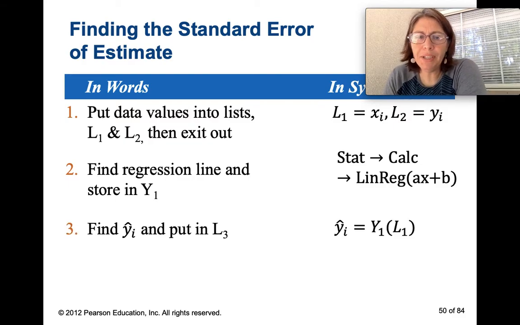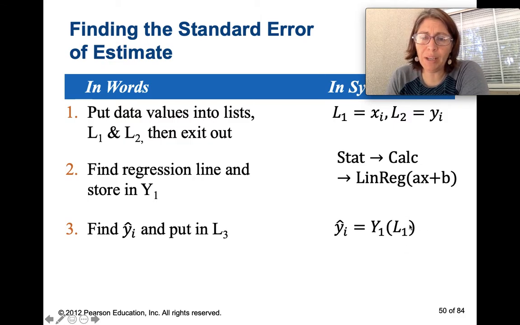Then we're going to put the predicted values into list 3. So what we're going to do is y1 of L1. We've stored our regression line into y1, and our calculator's going to take all of the x values in L1 and plug them into the regression line, and it's going to give all of our predicted y values. So all the predicted y values will end up in list 3.